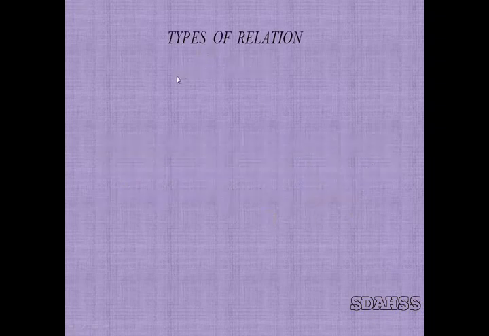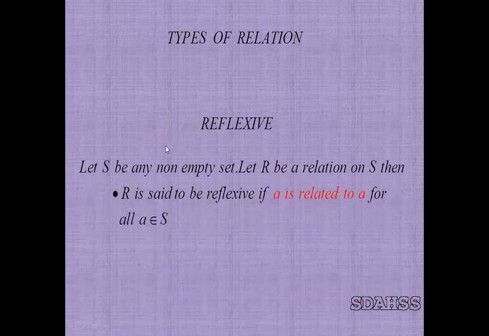Types of relation. First type, reflexive. Let S be any non-empty set. Let R be a relation on S, then R is said to be reflexive if A is related to A for all A belongs to S. Reflexive means A is related to A for all A belongs to S.